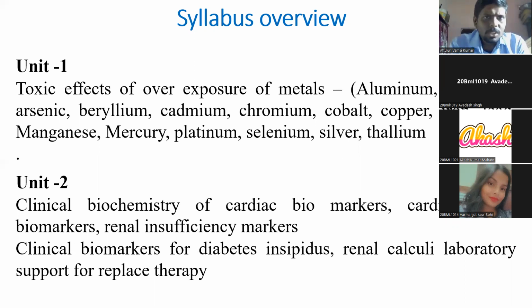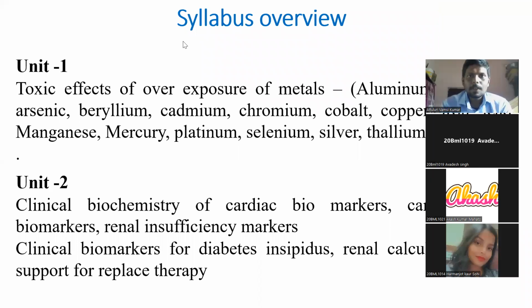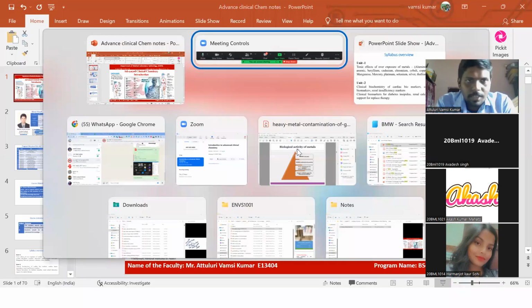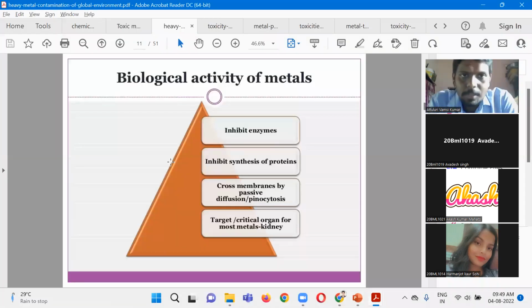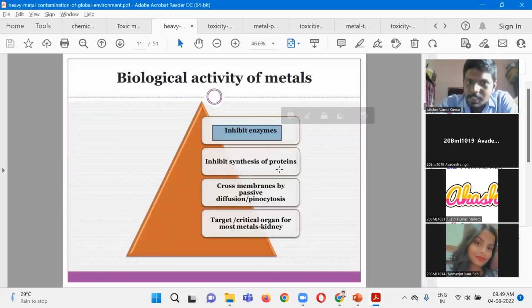So I would like to show you the properties of these heavy metals. Okay, I would like to share my computer screen as a whole, then it will be better. Let me share my computer screen here. Okay, so I think now you can see my whole computer. I will show you the biological effects of this one. Here it is. Okay, so the biological activities of metals are they will inhibit the enzymes. Okay, they will inhibit synthesis of proteins. They will cross membranes by passive diffusion and pinocytosis.